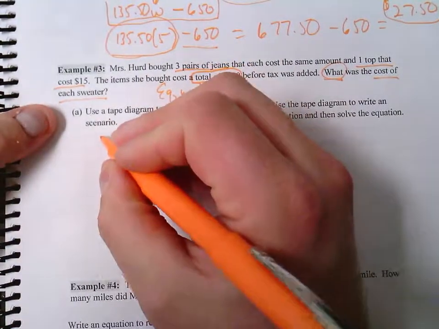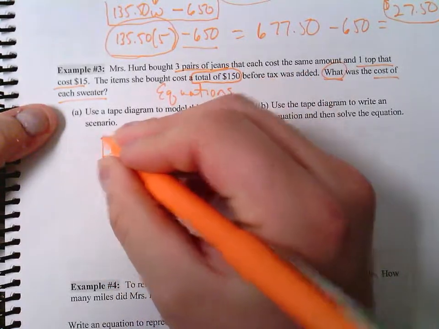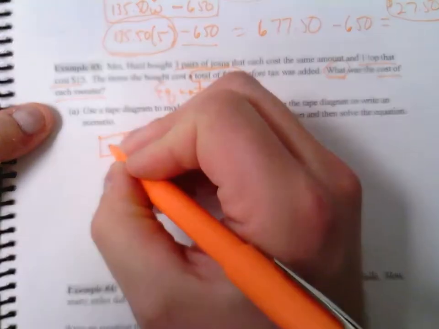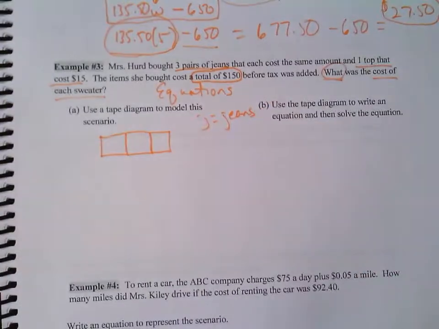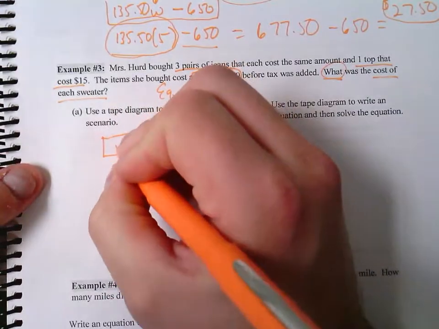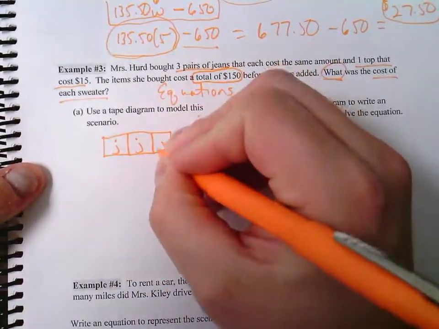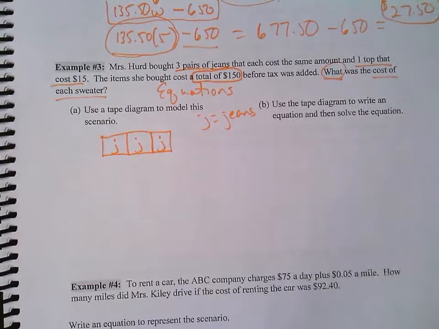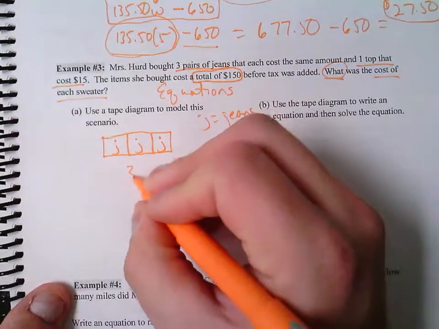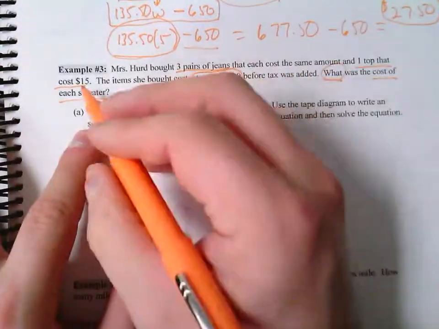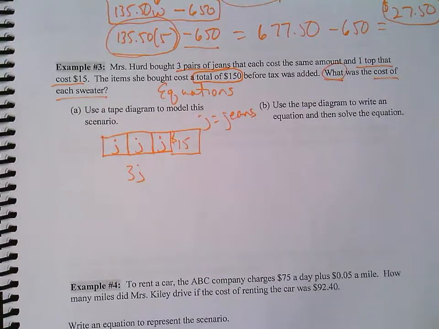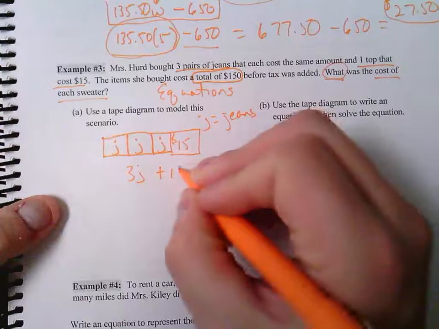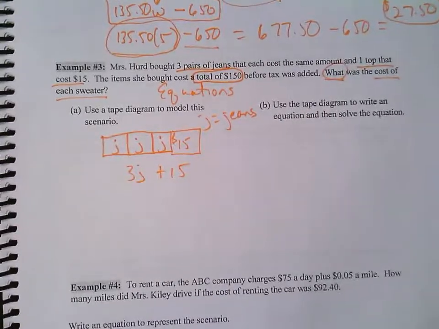Okay, so here's how a tape diagram could be used. I'm going to take 1 and break it into 3, and I'm going to call it J. We're going to let J equal jeans. So I'll have 3 boxes for the 3 pairs of jeans, 3J. I'm then going to tack on an additional box that has $15, the top that she bought. So that $15 will get added on to the 3 pairs of jeans.